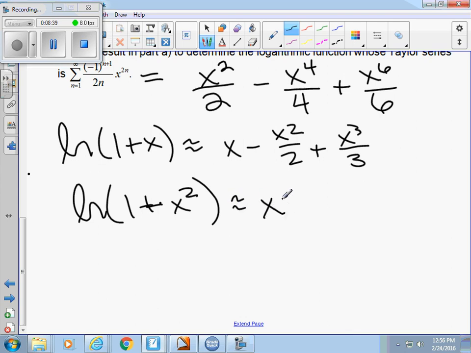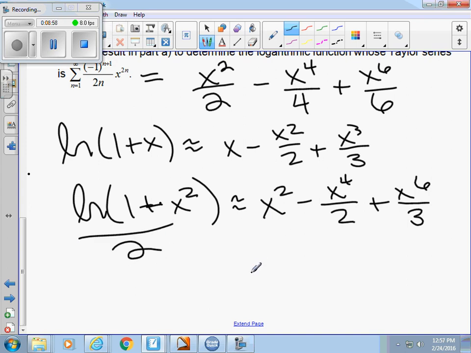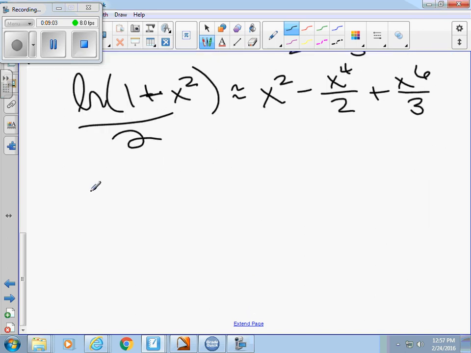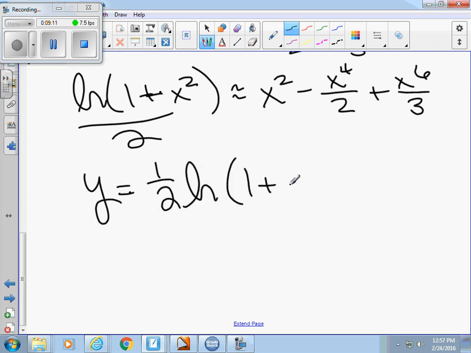So that would make x squared minus x to the 4th over 2 plus x to the 6th over 3. Are we there yet? So we do 1 plus x squared over 2. But everything is everything over 2. Everyone agree? That is the logarithmic function. I think the AP rubric, it's been a while since I've looked at it, writes it this way. But of course, if you wrote it divided by 2, that would be the same thing.